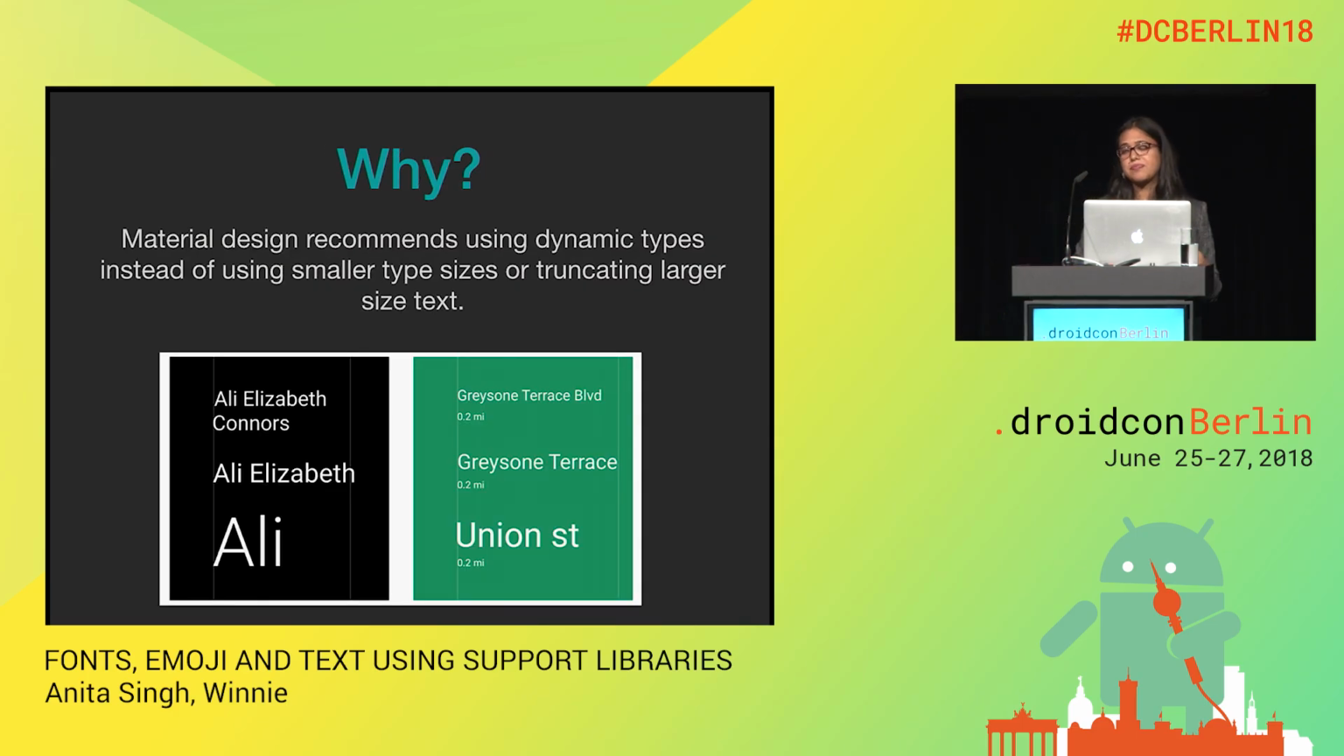Why do we need this? Material design has since forever recommended using dynamic text types over truncated text or compromising on text size. So as you can see here, the shorter the text, the bigger it is, the more readable it is, and the longer the text, it sort of auto-sizes to fit in. So this way you don't have to truncate text, you don't have to pick a middle ground text size that probably works for everyone. This can just auto-size and do the best it can, which is great.